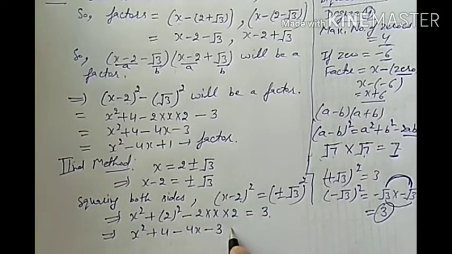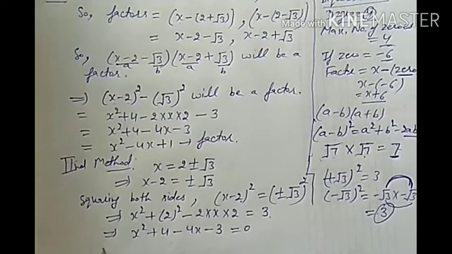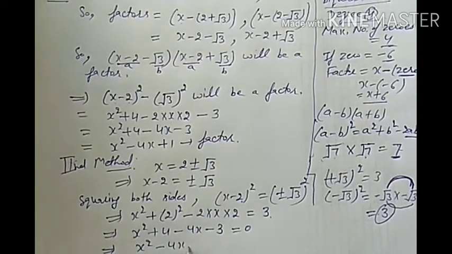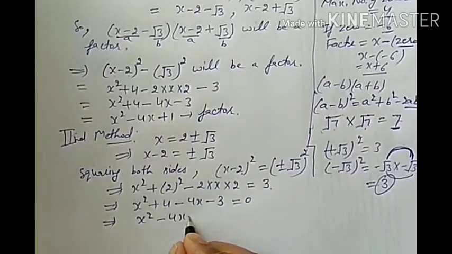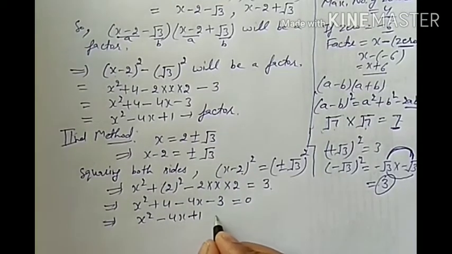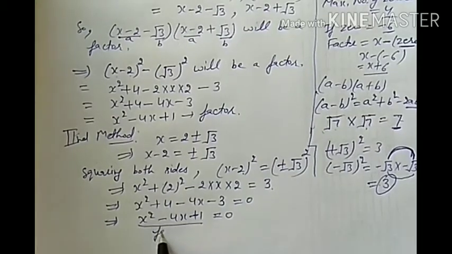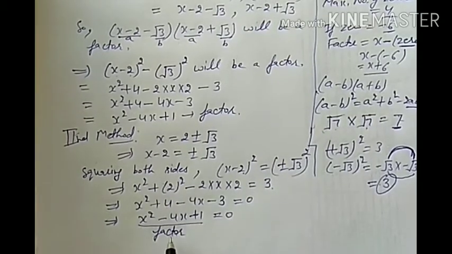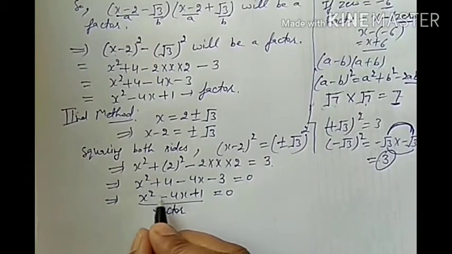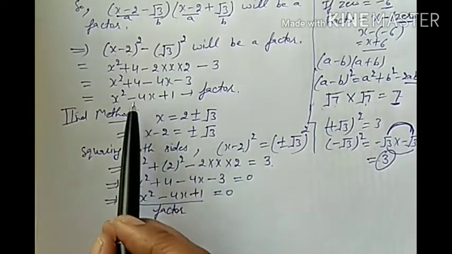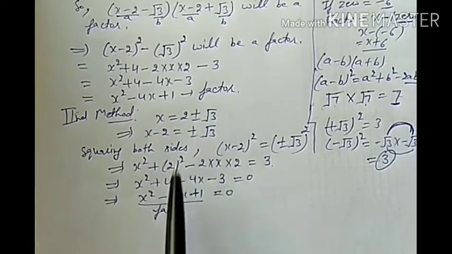So it is equal to 0. It implies x square minus 4x plus 1 is equal to 0, and it is our factor. Again, powers in descending order, standard form. So in both methods we got x square minus 4x plus 1 as our factor.